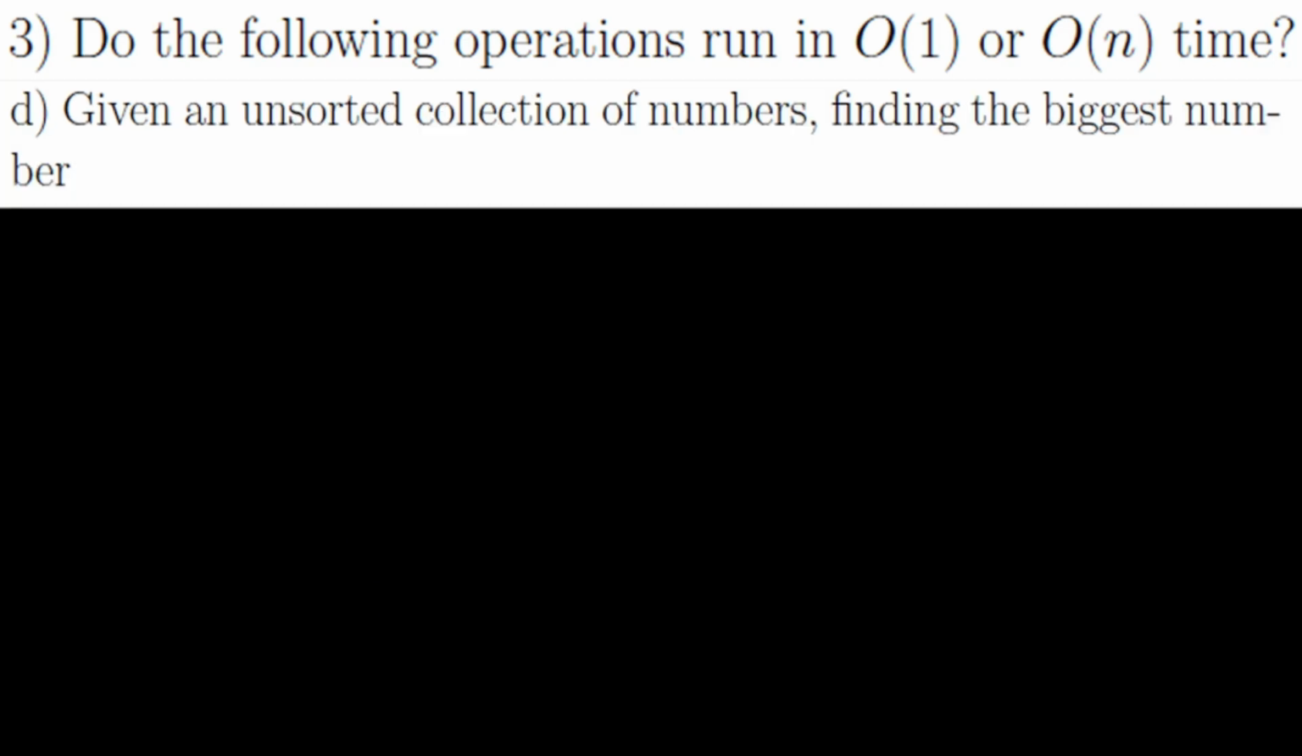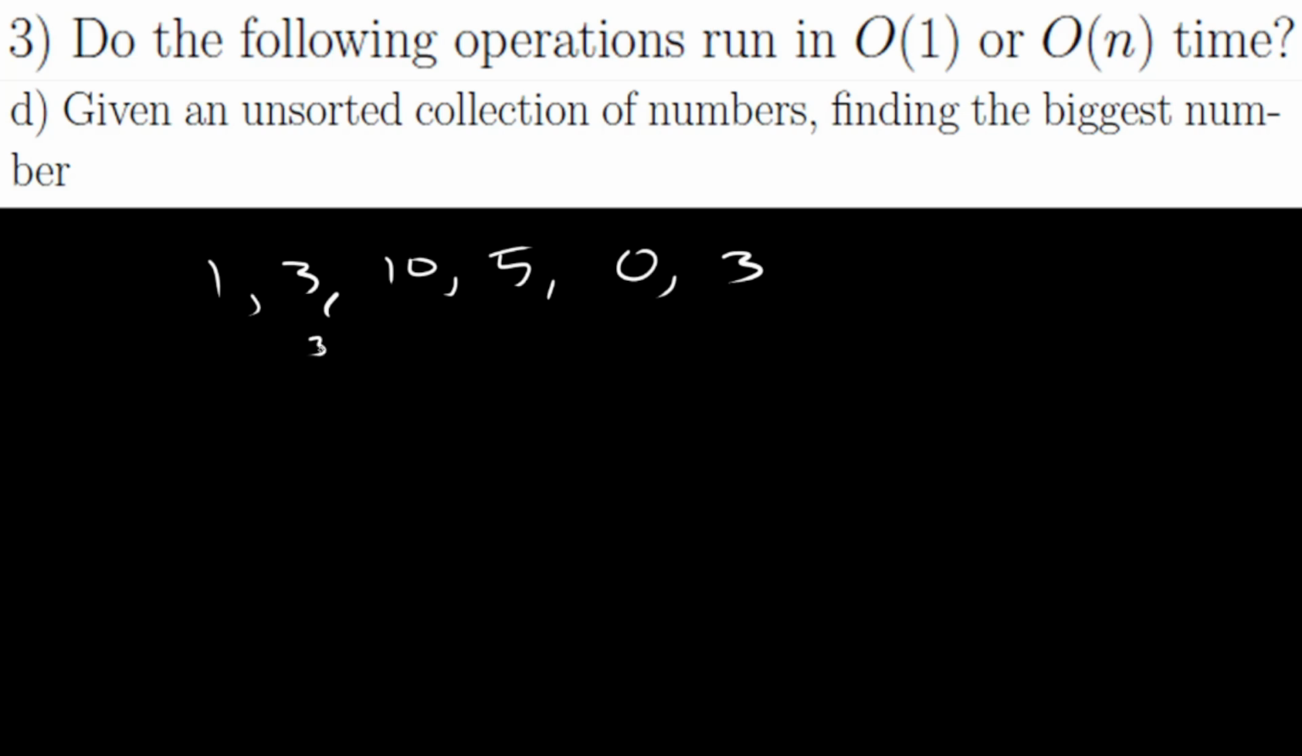Given an unsorted collection of numbers, we want to find the biggest number. Okay, so we've got a collection of numbers and they're not necessarily in any order, right? So how do we find the biggest number? Well, the way we would have to do this is we have to compare all of the numbers to each other, right? So we take the first one and then we see, okay, it's not bigger than 3, so 3 is our new biggest.